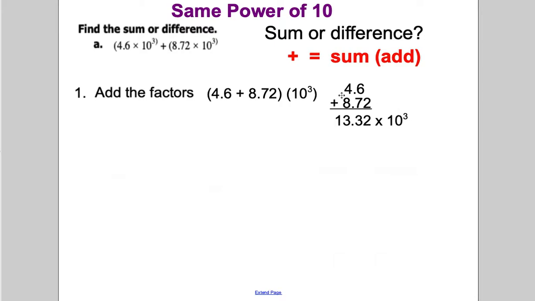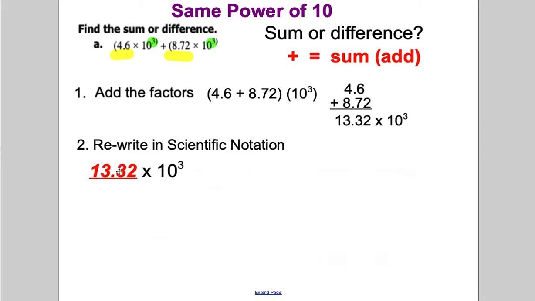Okay, so when you're adding just the factors, you're not doing anything with your power of 10. You're just adding your factors. Your powers of 10 are the same, so you're just going to add your factors and attach it to that power of 10, times 10 to the third power. Okay, that's the first part of what you do. Then your next part you need to do is rewrite this in scientific notation.